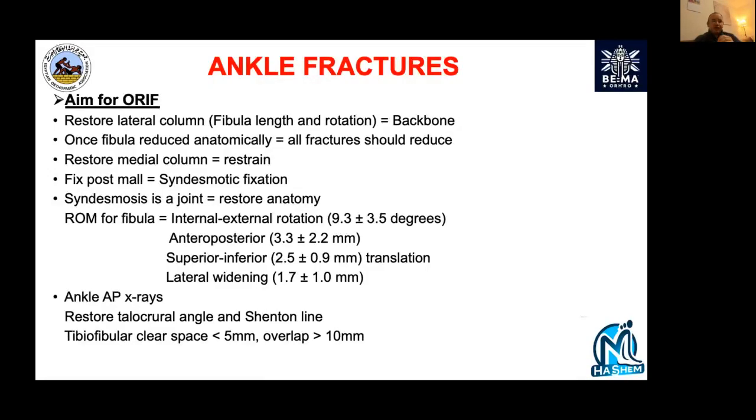Your ankle X-ray has to be assessed very, very carefully while you're doing your operation intraoperatively. You need to be sure that you restored your fibular length, your fibular rotation. You need to be sure that the dime sign is back and there is no disturbance or disruption of the ring. You need to be sure that the Shenton line is restored again. You need to be sure that the tibiofibular clear space is less than 5 mm and the overlap is more than 10 mm. You need to be sure that your clear spaces are normal.